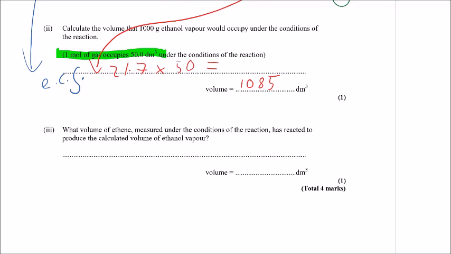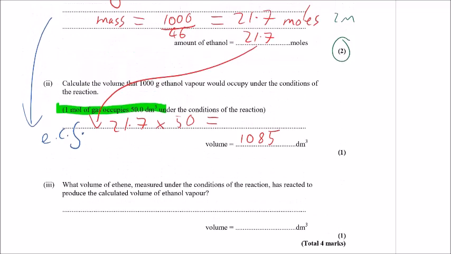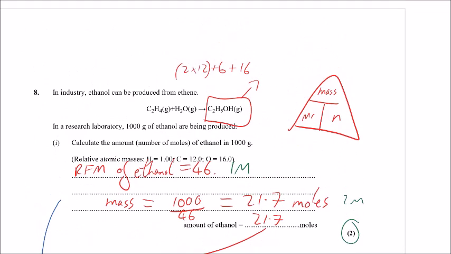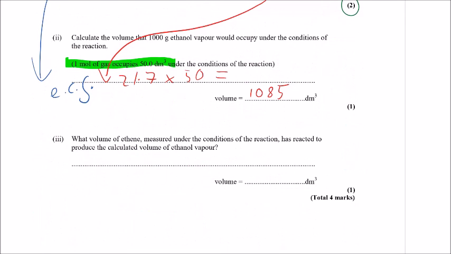And then what volume of ethene would be measured under these conditions? Well, let's go back and look at the mole ratio. So we can see here there is an invisible 1 by the ethanol, and there is an invisible 1 next to the ethene. So they're the same mole ratio, so it is 1 to 1, and therefore the answer is the same as what you previously wrote, which is 1085.